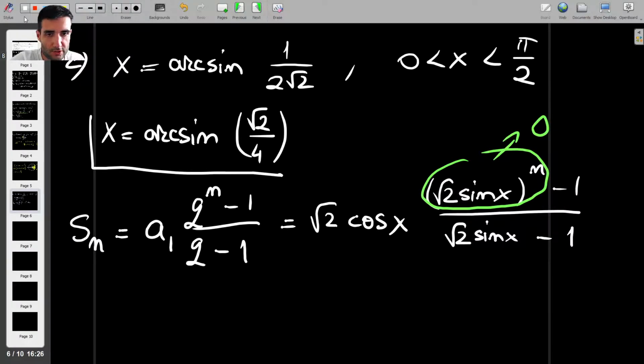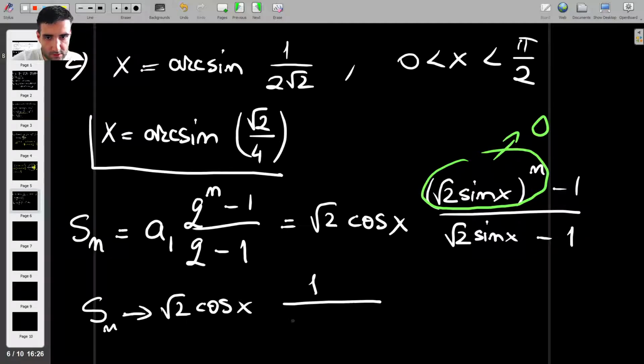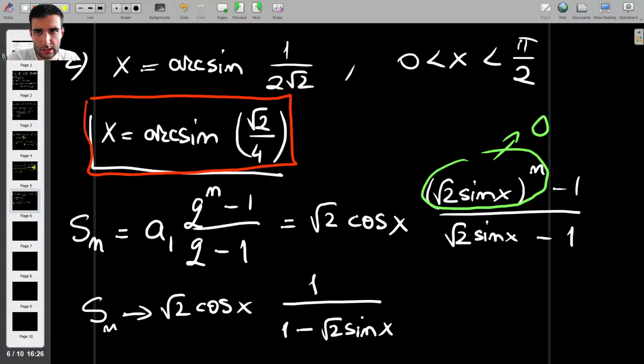Okay, so in that case, this is what this will turn into. The sum will approach, as n approaches infinity, root 2 cos x times 1 over 1 minus root 2 sine x. Okay, so I multiplied by minus 1 on the top and on the bottom of the fraction. So we know what x is in terms of the arc sine of root 2 over 4. So let's actually use that.